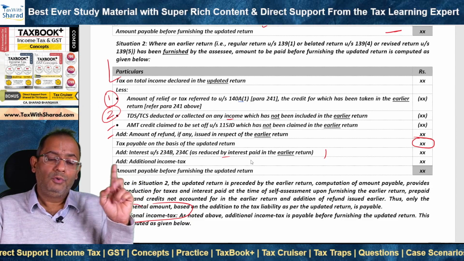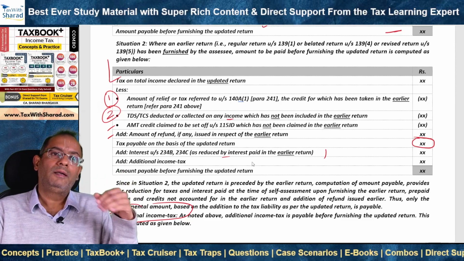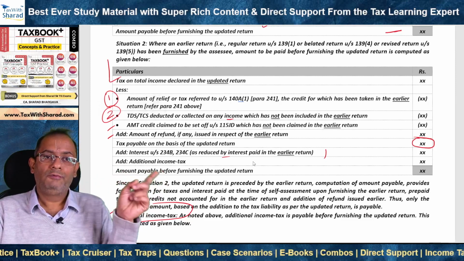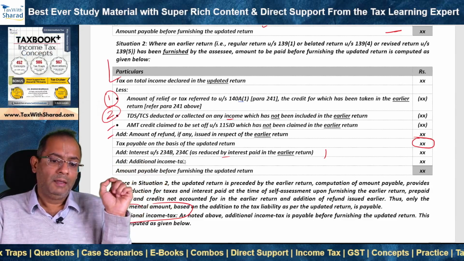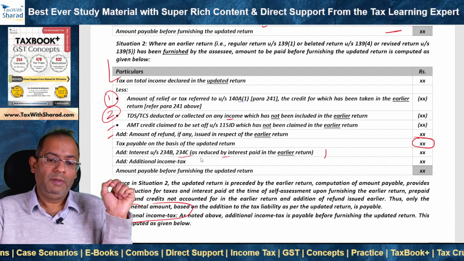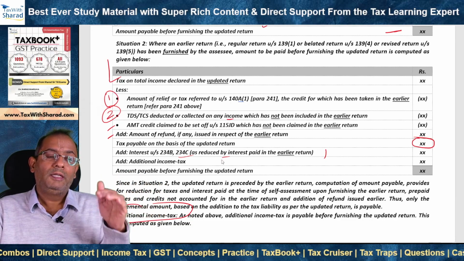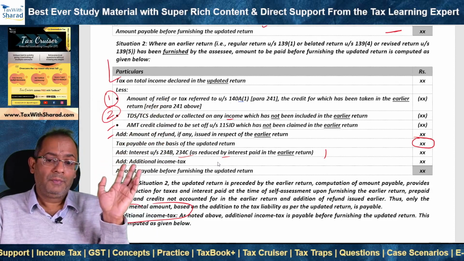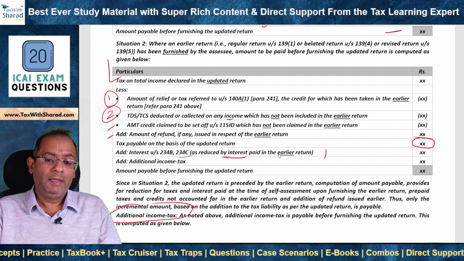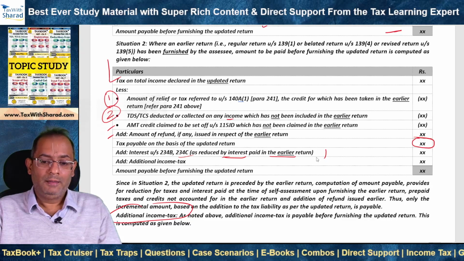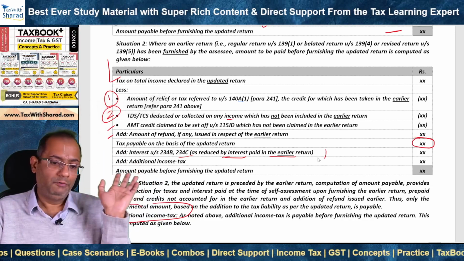And 234A and 234F will not be applicable because an earlier return has already been furnished. So 234A interest and 234F fees would have been paid at that time. Now the interest under section 234B and C that we now compute, in order to ensure that the interest that was paid earlier, we do not pay the same interest again, right? We will reduce this amount by the interest paid in the earlier return. So that means we will only add the incremental interest that needs to be paid at this point of time.